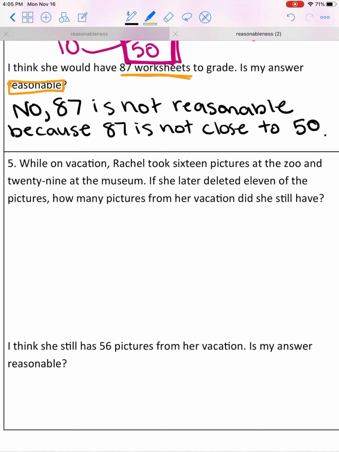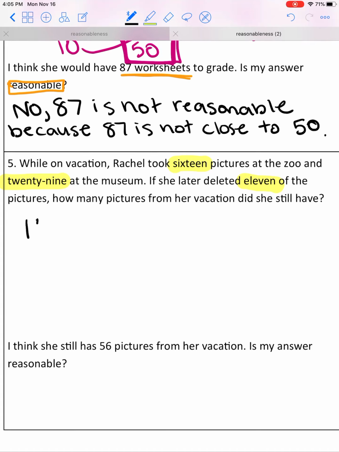While on vacation, Rachel took 16 pictures at the zoo and 29 at the museum. If she later deleted 11 of the pictures, how many pictures from her vacation did she still have? So I want to go ahead and highlight the numbers that are in my word problem. That way they can stand out to me. All right, so now I want to replay this word problem in my brain like a movie.